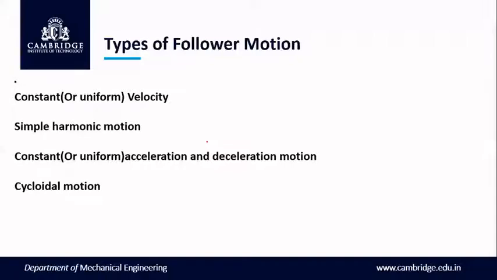We have different types of follower motion. Some of the common types of follower motion are constant velocity, also called uniform velocity. Then simple harmonic motion, popularly known as SHM. Then uniform acceleration and deceleration motion, also called uniform acceleration and retardation motion, UARM. And finally, cycloidal motion. So these are the types of motion the follower may have.